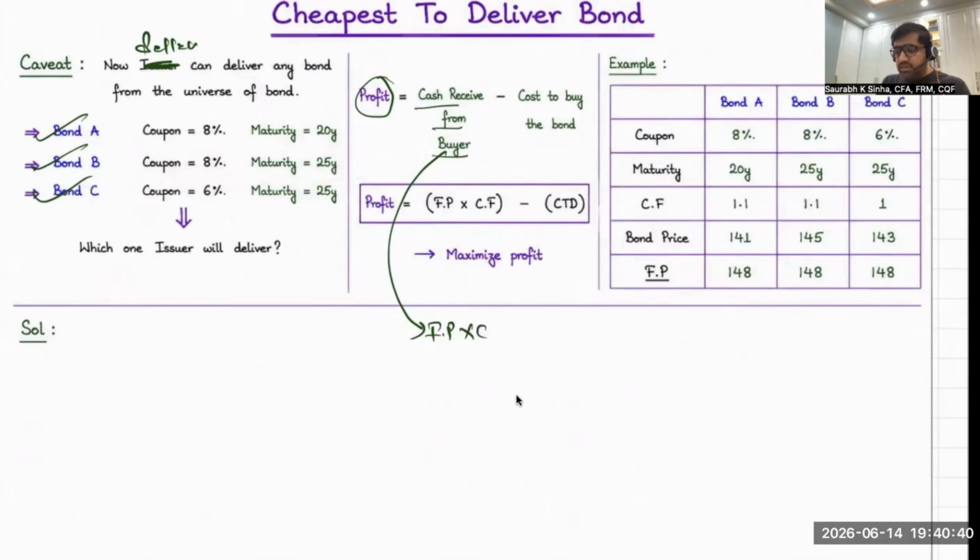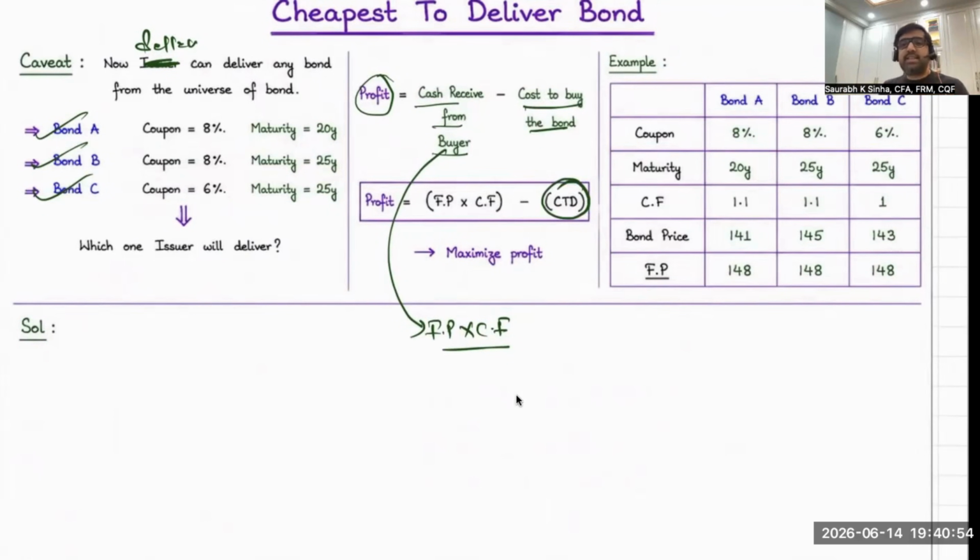The future price into the conversion factor. That is the price that A will pay. And to deliver any one of the bonds, whether it is A, B, or C, as a seller, I will incur a cost. That cost I'm calling cheapest to deliver cost, or cheapest to deliver bond cost. And I'll try to maximize my profit.